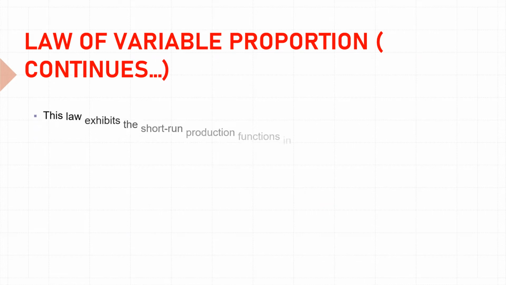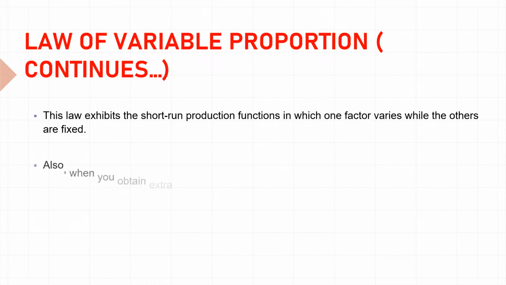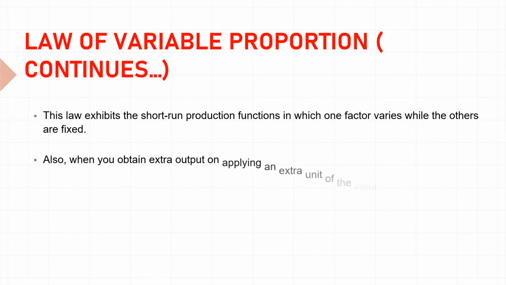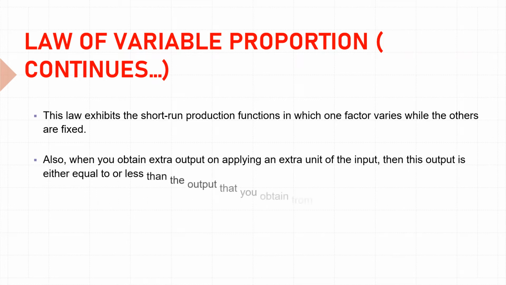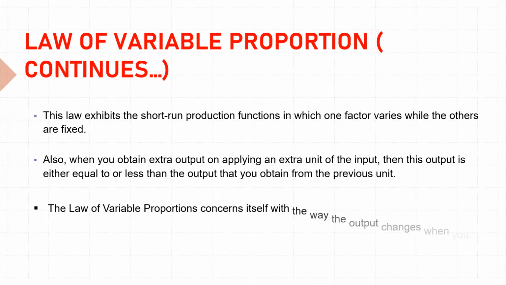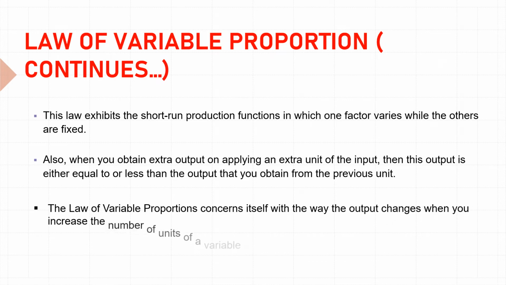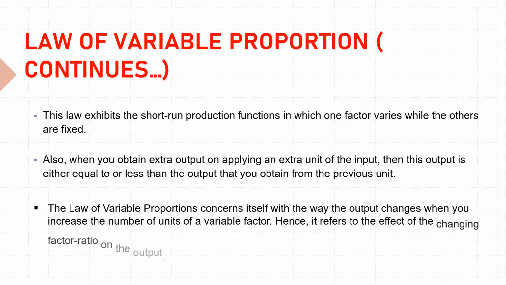This law exhibits the short-run production function, in which one factor varies while the others are fixed. Also, when you obtain extra output on applying an extra unit of input, then this output is either equal to or less than the output that you obtained from the previous unit. The law of variable proportions concerns itself with the way the output changes when you increase the number of units of a variable factor. Hence, it's referred to as the effect of changing factor ratio on the output.